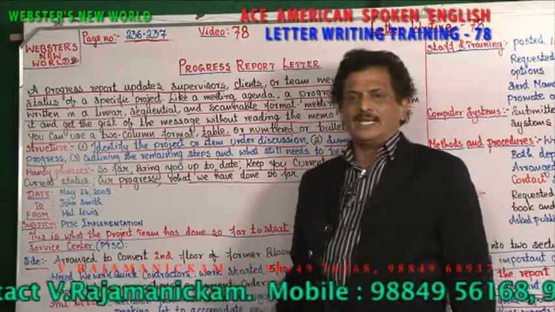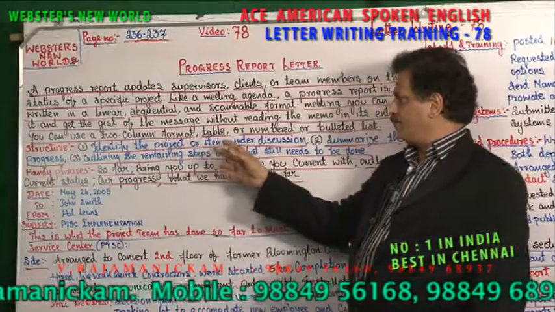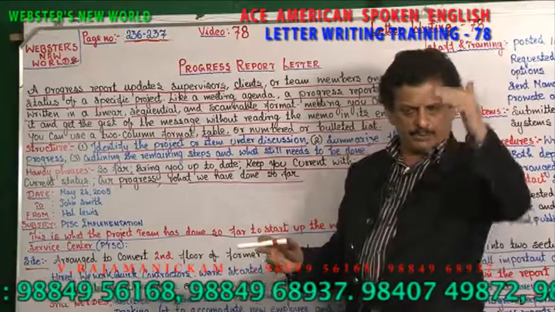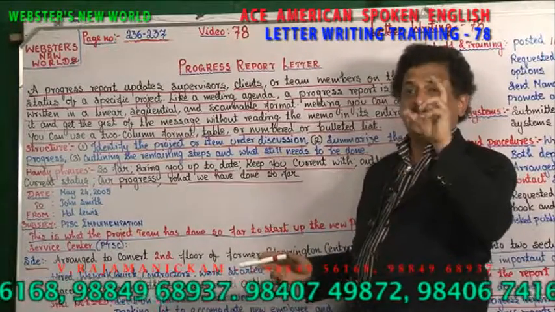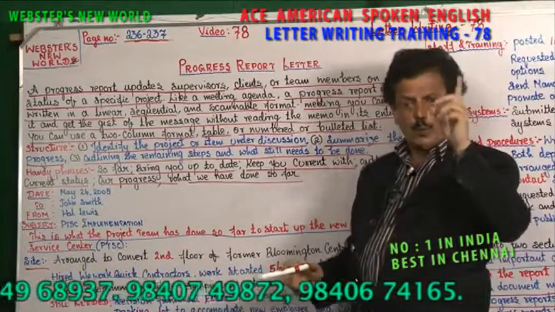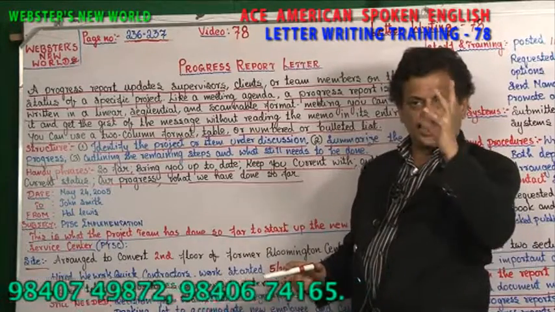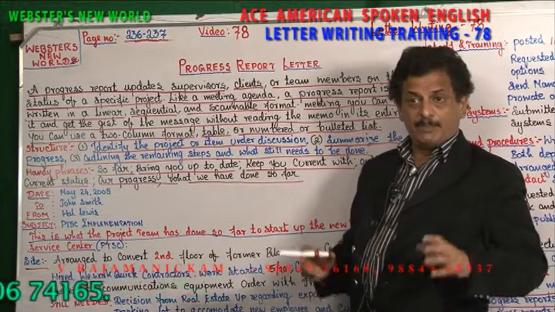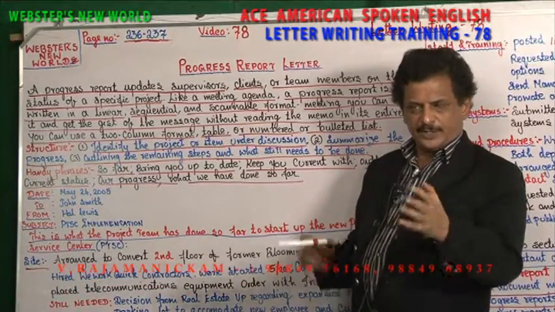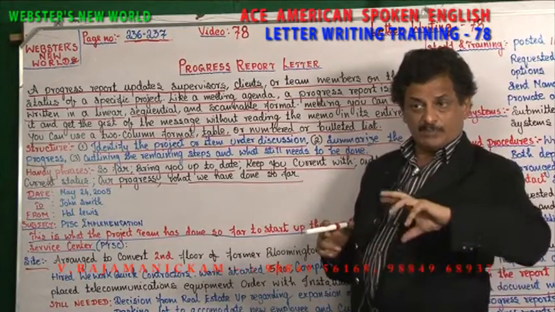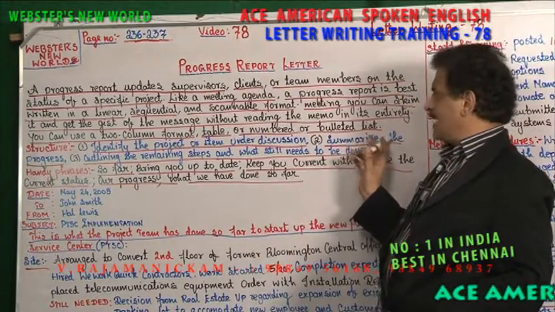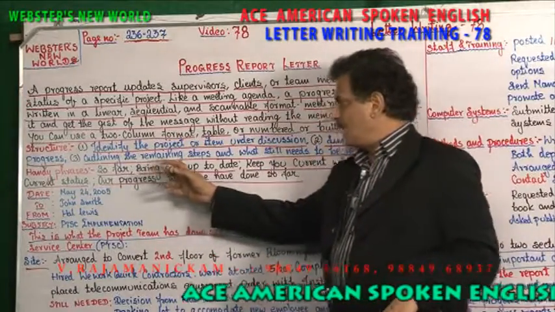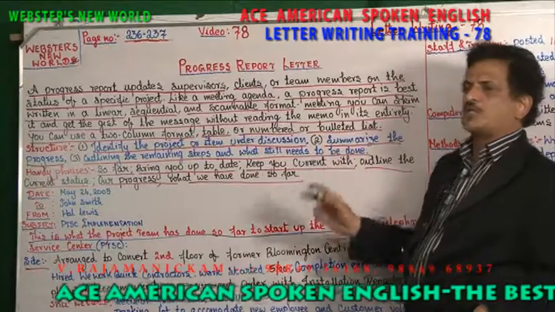The structure of the letter should be: identify the project or item under discussion. So the structure of the progress report letter should be, you have to identify and tell which project you want to see the progress of. Maybe a plant is being built, or maybe a new office is placed. You want to see the progress of the sales. Summarize the progress. You have to shorten and tell what the progress is. Outline the remaining steps and what still needs to be done.